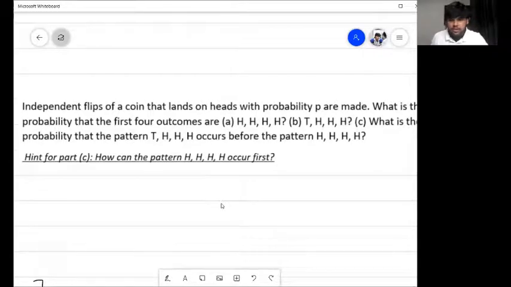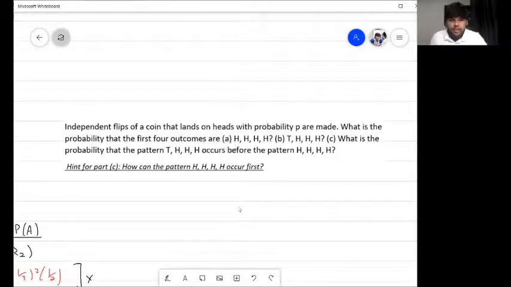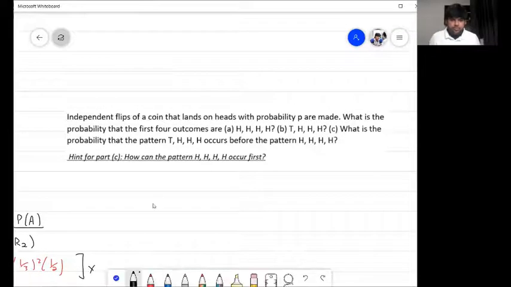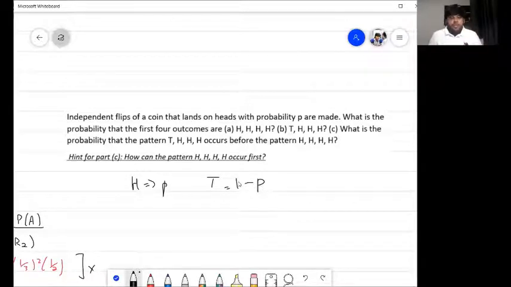Let me zoom out a bit. So part A and B are easy, but it's a discussion that I want to have with you in part C. Independent flips of a coin that lands on head with probability P are made. So heads has a probability of P, and tails is 1 minus P. What is the probability that the first 4 outcomes are heads? I'm assuming that's P to the power 4, right?